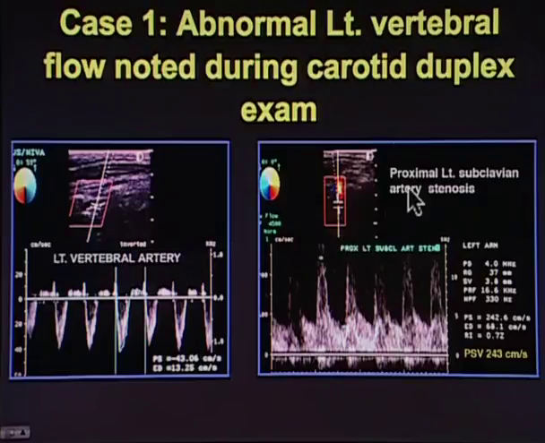So we evaluated the proximal portion of the subclavian artery, and we were able to establish very turbulent flow and identify very high velocities. The velocity here was 240 centimeters per second, peak systole, and diastole was 68. And the waveform, of course, is very atypical for a normal subclavian artery waveform.